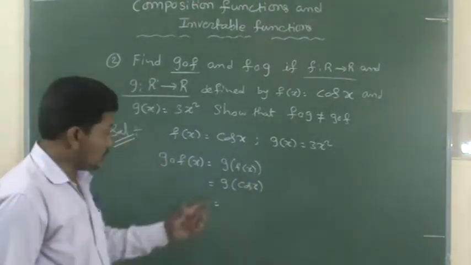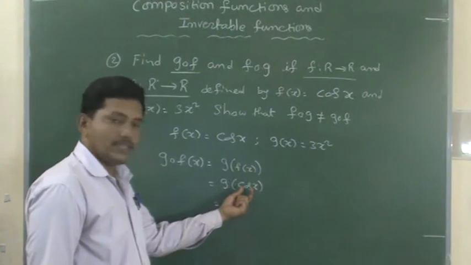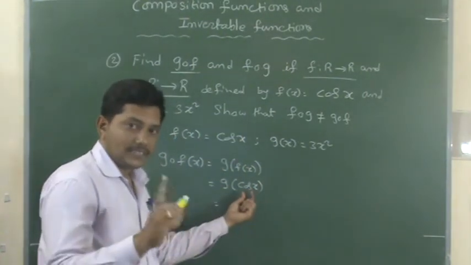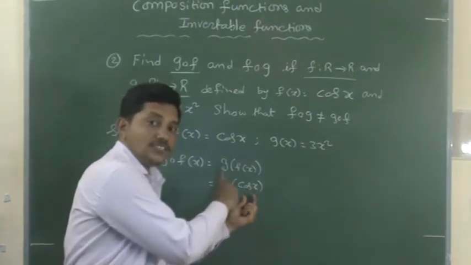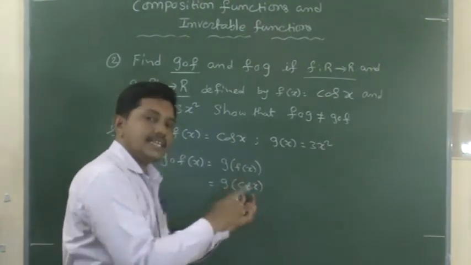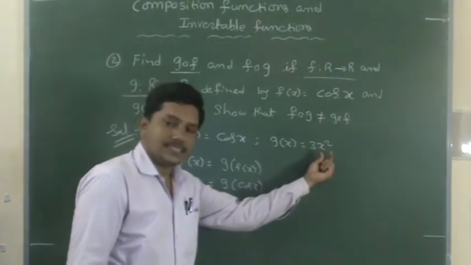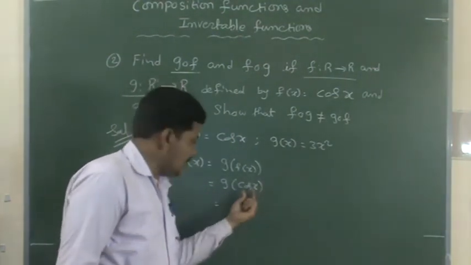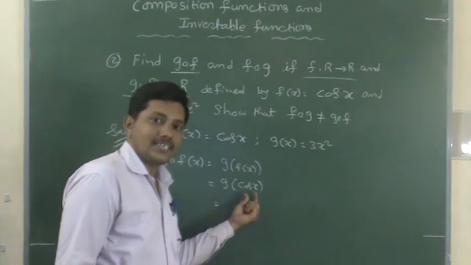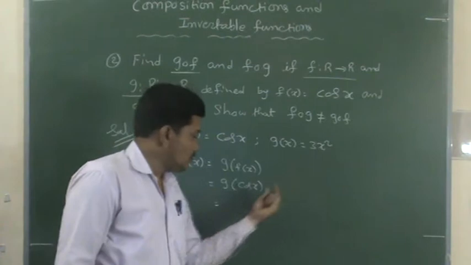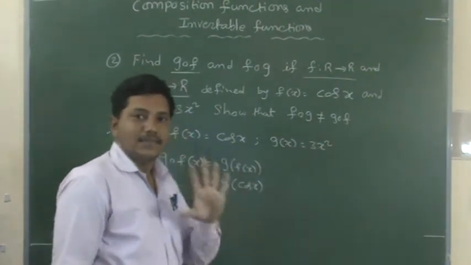After that, simply, whenever you wrote this one, you forgot this. Now, g of x. Once again I repeat. This is g of cos x, right? This can be treated as g of x. Okay. What is g of x? g of x is 3x square. But instead of x, there is a cos x. That means in place of x, you write cos x. That is the main important point.